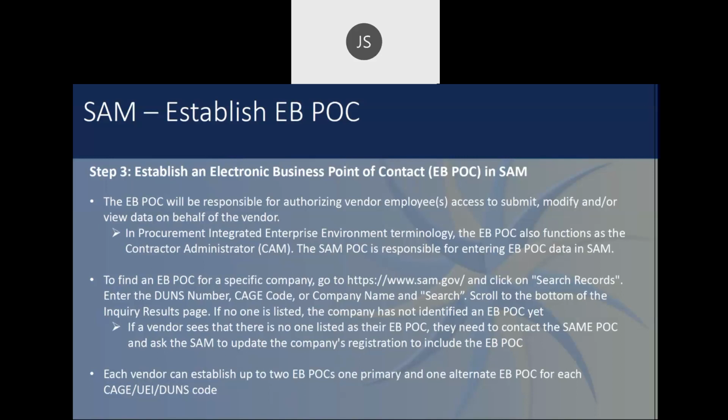That person can have up to 2 EBPOCs in your company, a primary and alternate. That's obviously a good idea to have for each of the CAGEs or UEIs or DUNS, each of the entities that you have set up in SAM.